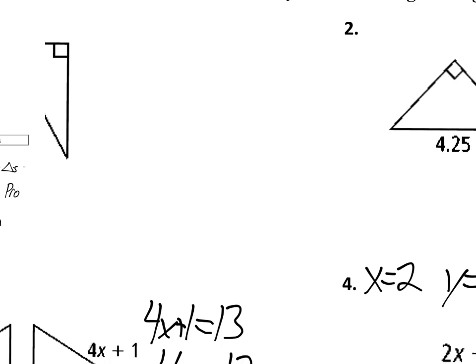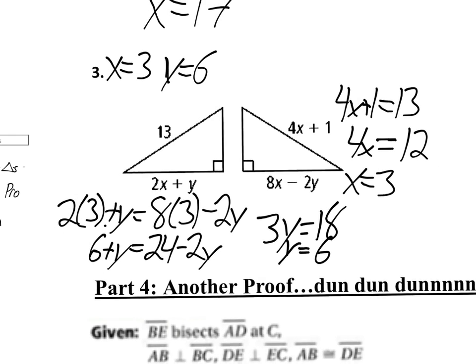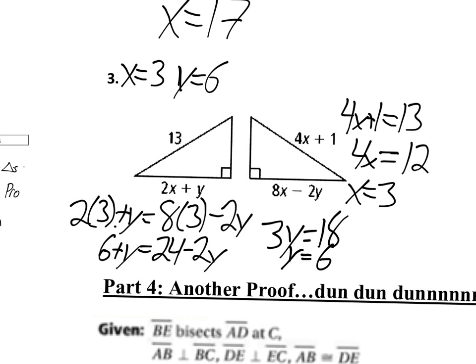Very next one, here we go. Okay, this one took a little bit of math. So let's see what we did. We need our hypotenuses and our legs to be congruent.